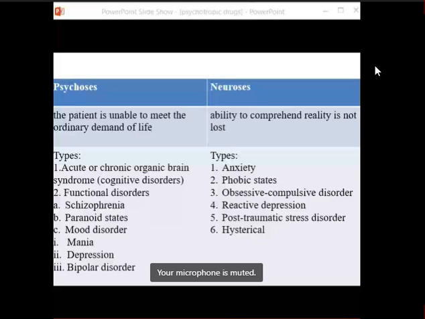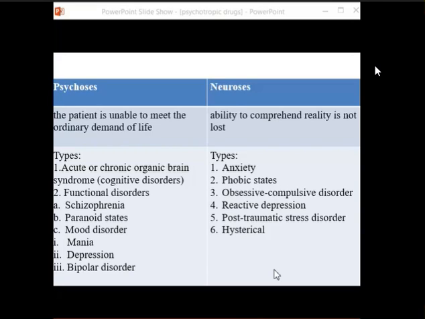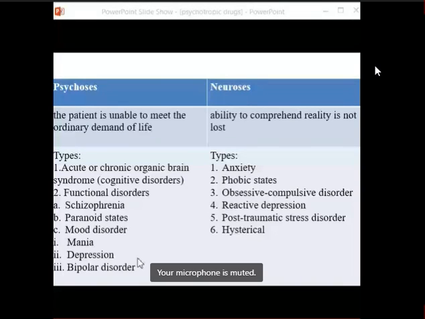states means the person has an irrational, persistent feeling that someone is out to get them. There are different types of mood disorder: mania with irritable mood, depression with sad mood, and bipolar disorder with cyclic changes of mania and depression. In this type of psychotic illness the patient is unable to meet the ordinary demands of life and cannot comprehend reality.